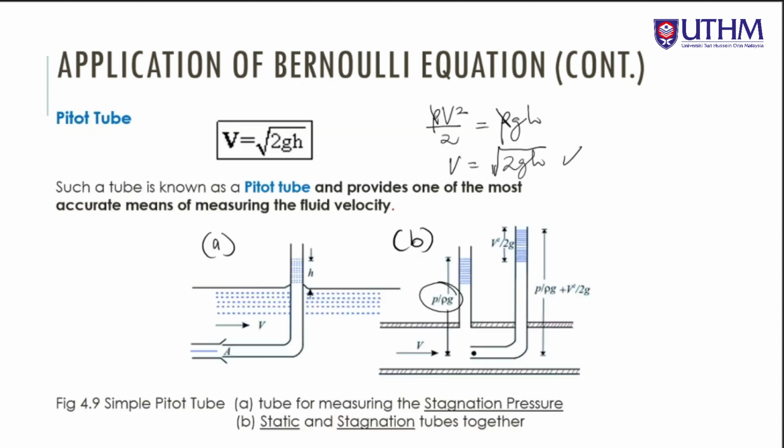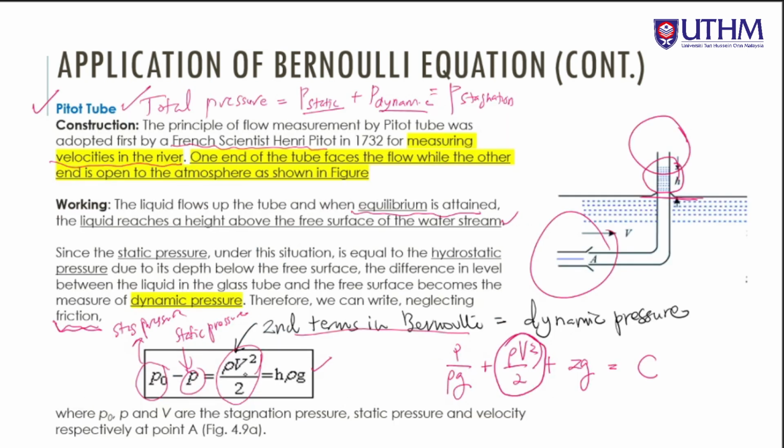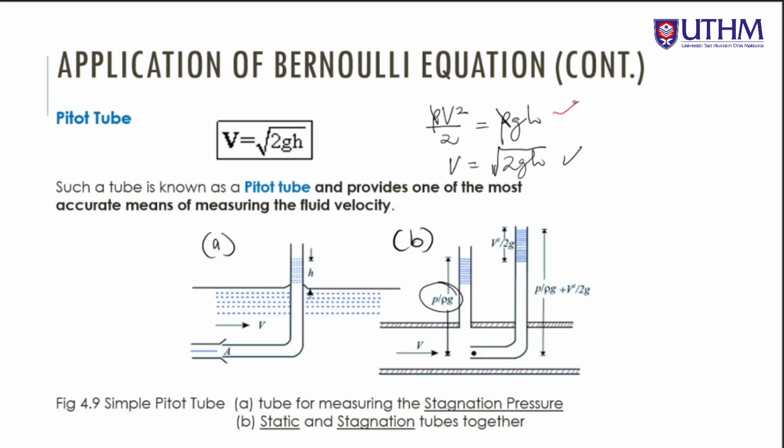Okay, whereby bila kita equatekan this term dengan this term, kita akan dapat inilah kan, rho V square over 2 equals rho gH, and then kita dapat V equals square root of 2gH. Okay, alright. So this such a tube is known as a pitot tube and provide one of the most accurate means of measuring the fluid velocity lah. Kita nak dapatkan velocity dekat sini kan.